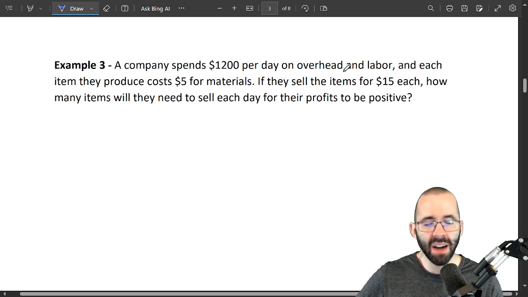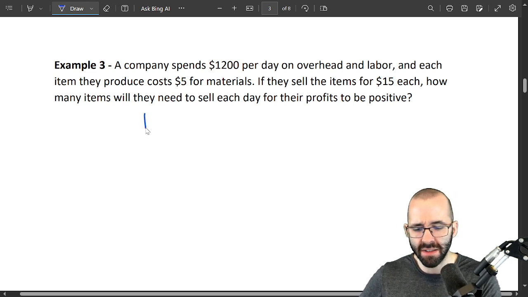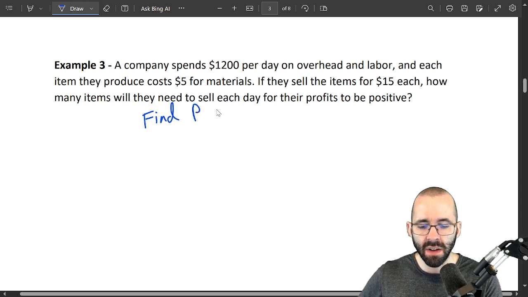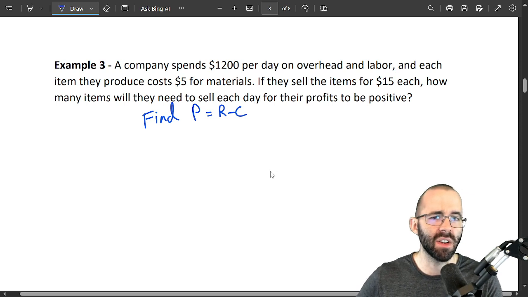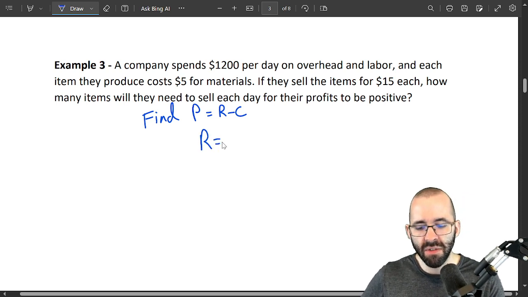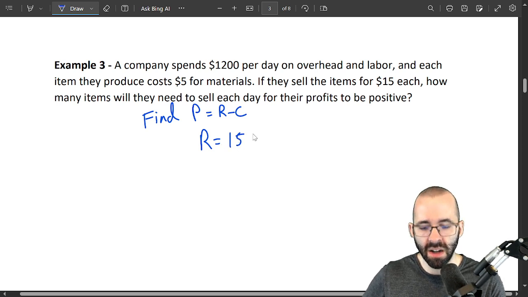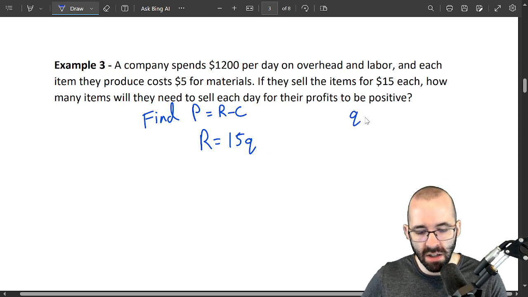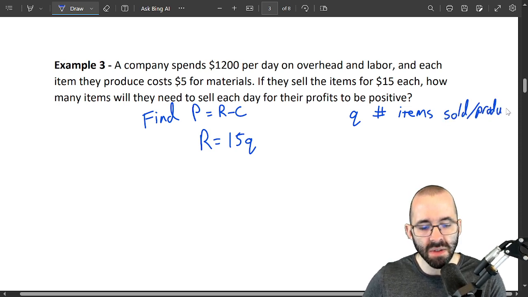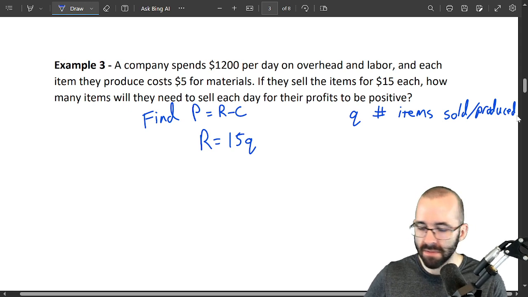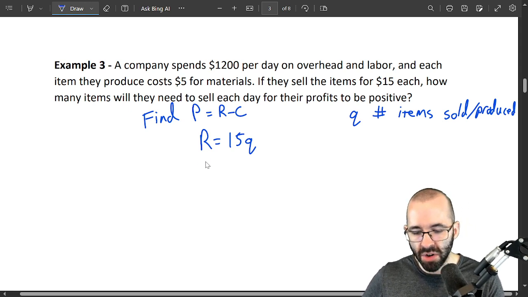So we want profits to be positive. We're going to need to find profit. Well, profit is revenue minus the cost. So to find the profit, we got to find the revenue and the cost. What's our revenue here? Well, 15 for every item. What are we calling items? You could use X. I'll use Q. Q is number of items sold. And let's assume it's the same as the number of items we're producing. So that's our revenue.